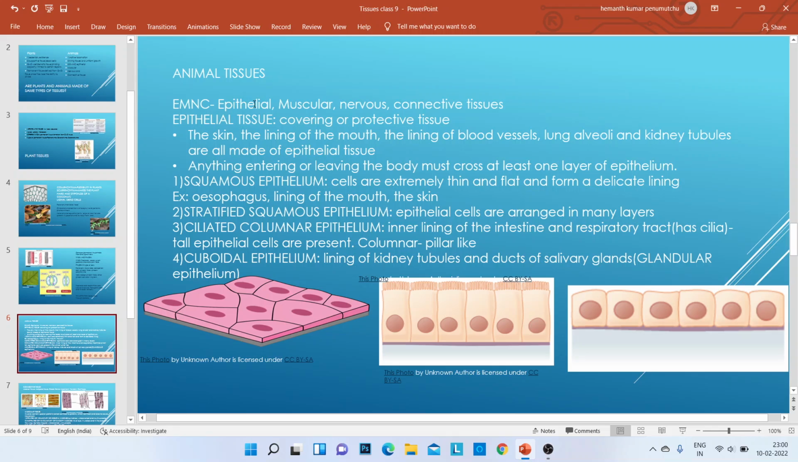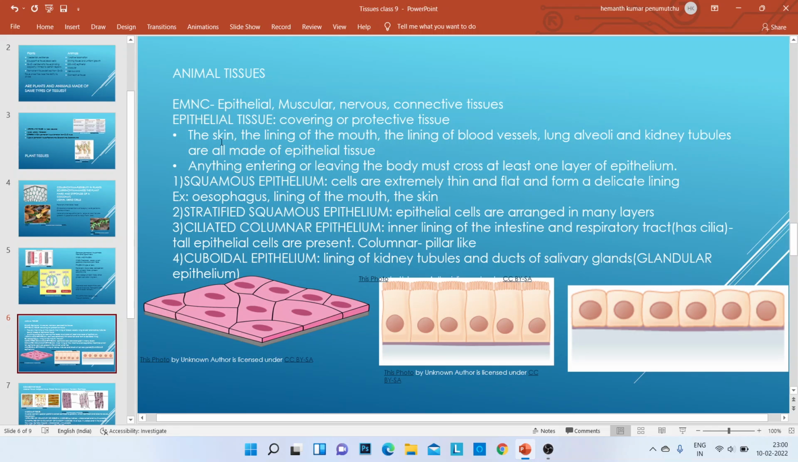Animal tissues. We now come to the animal tissues. We know that epithelial tissue, muscular tissue, nervous and connective tissues are examples of tissues in animals. Here is an example, an epithelial tissue. Epithelia means covering, protection. Protective covering is nothing but epithelial. Epithelial tissue means covering or protective tissue.